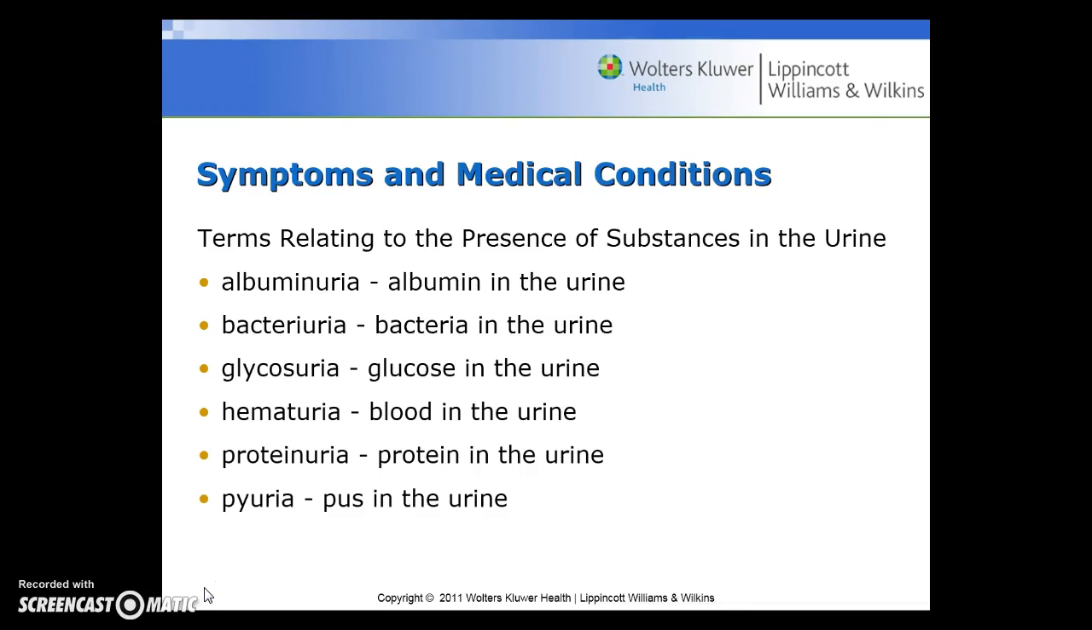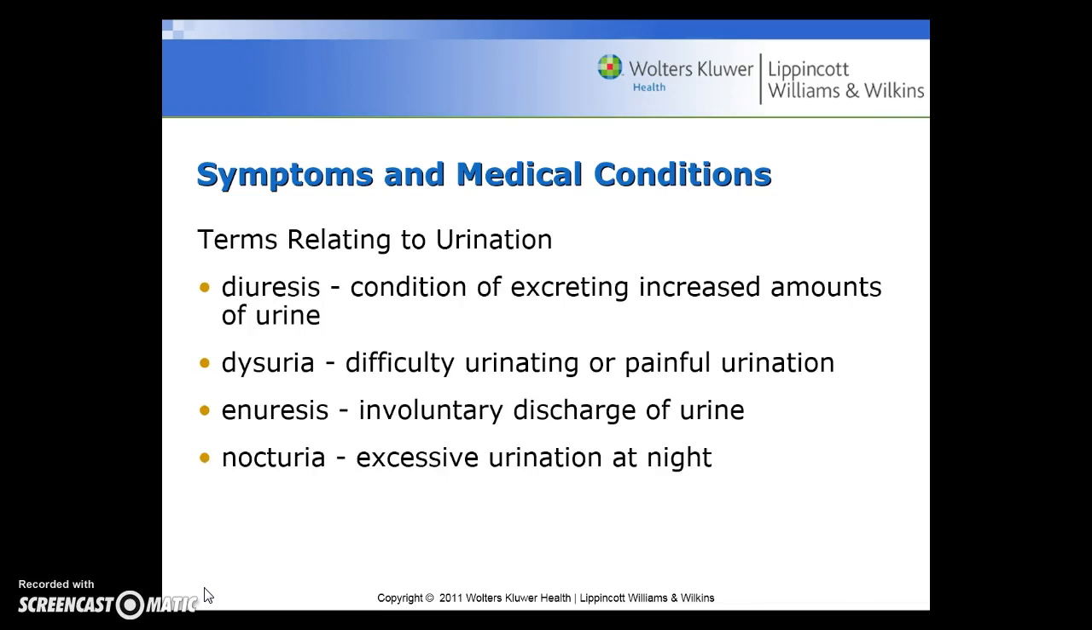Some symptoms and medical conditions that are associated with the urinary system include terms relating to the presence of substances in the urine. Albuminuria is albumin in the urine. Bacteriuria is bacteria in the urine. Glycosuria is glucose in the urine. Hematuria is blood in the urine. Proteinuria is protein in the urine. And pyuria is pus in the urine. So those are all the things you might see when they do a urinalysis.